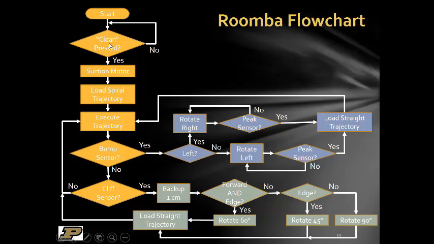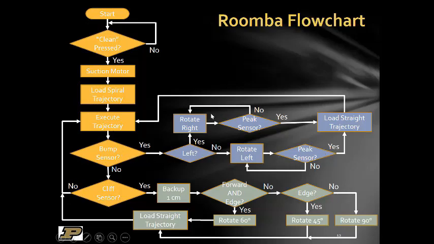When someone presses the clean button, the first thing it does is turn on the suction motor, load up the spiral trajectory, and then execute that trajectory. Okay, and we can see here that the basic loop is executing the spiral trajectory, looking for a bump sensor. If there's no bump sensor and no cliff sensor, it's just going to keep executing the trajectory, look for the bump sensor, look for the cliff sensor again, round and round and round.